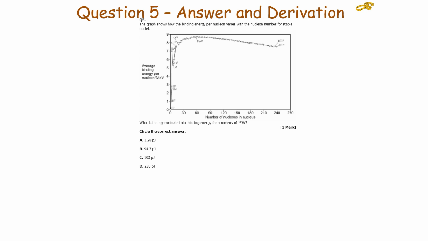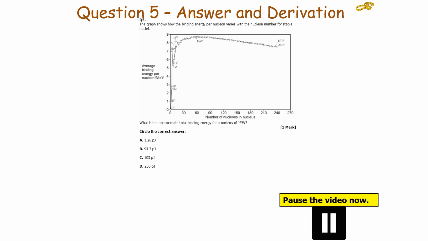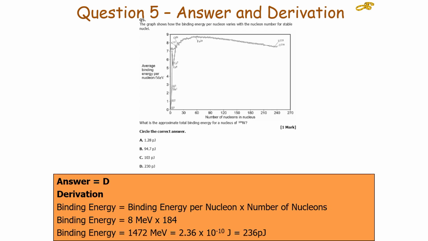Question 5. The graph shows how the binding energy per nucleon varies with the nucleon number for stable nuclei. What is the approximate total binding energy for 184W? So pause the video now, then unpause the video when you want to go through your answer. Right, so the answer is D. Why is that? Well, the y-axis of our graph tells us it's the binding energy per nucleon.